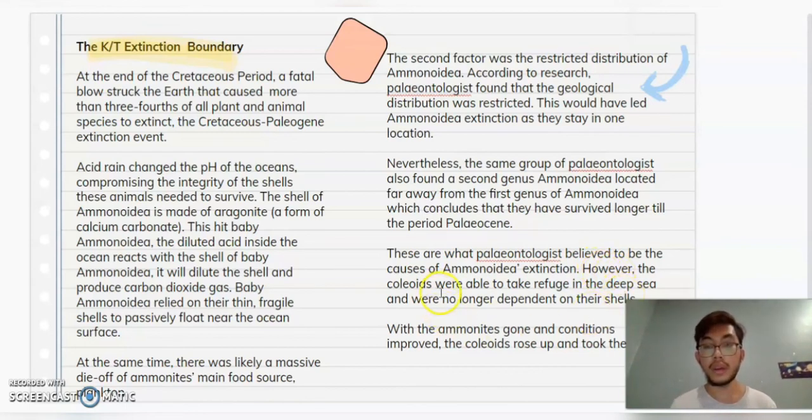However, the coleoids were able to take refuge in the deep sea as they evolved through time, and they were no longer dependent on their shells and/or plankton. With the ammonites gone and conditions improved, coleoids rose up and took their place in the ocean.